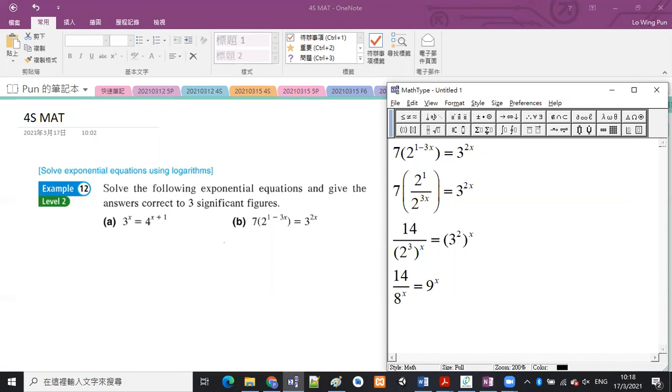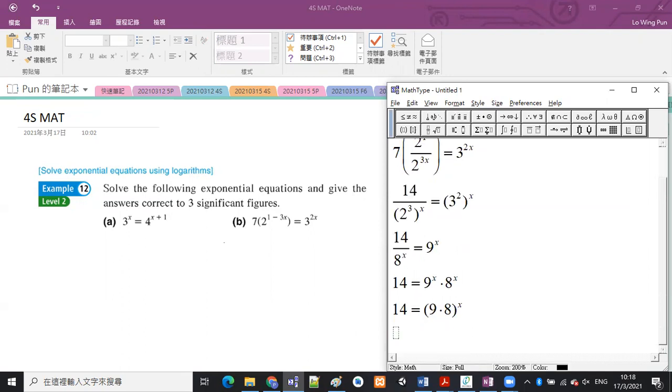And I multiply the 8 to the power x to the right-hand side. So 14 is equal to 9 to the power x times 8 to the power x, because I have made both indices just an x. When they are multiplied together, I can take out the x and multiply the 9 and 8 together first. So it becomes 14 equals 9 times 8, bracket, to the power x, or 72 to the power x.